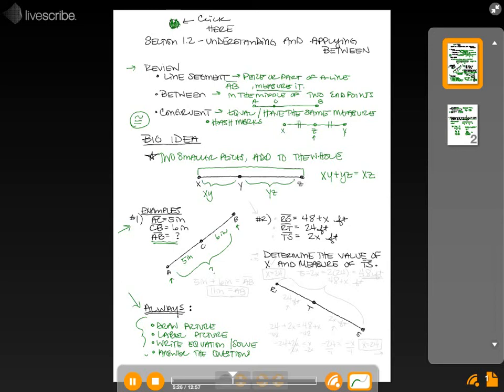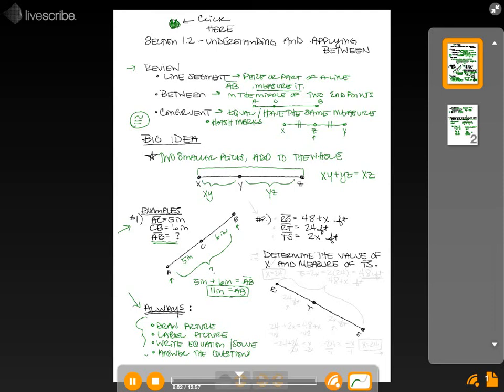So, remember that big idea I told you, the 2 smaller pieces add to the whole. So if I take AC, which is 5, one of the small pieces, and I add it to the other small piece, CB, which is 6, I'm going to get AB. Well, 5 plus 6 is 11 inches. So there's the answer to my problem, 11 inches. And make sure you label your answer correctly. If I gave you inches or centimeters or whatever, you need to make sure that's on your answer.